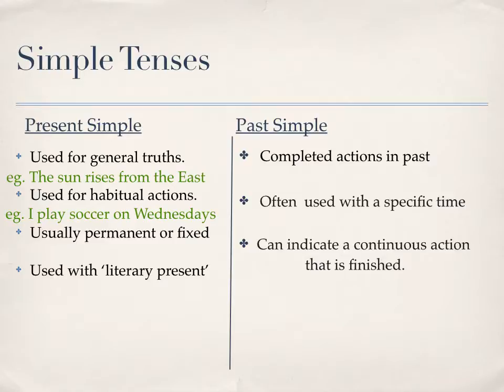Another time that we use it is when we're talking about stories. We can use the literary present when we're describing what happens in a movie or a play or a book. For example, Romeo kisses Juliet. It may have been written over 400 years ago, but we still use the present tense because it's a story.